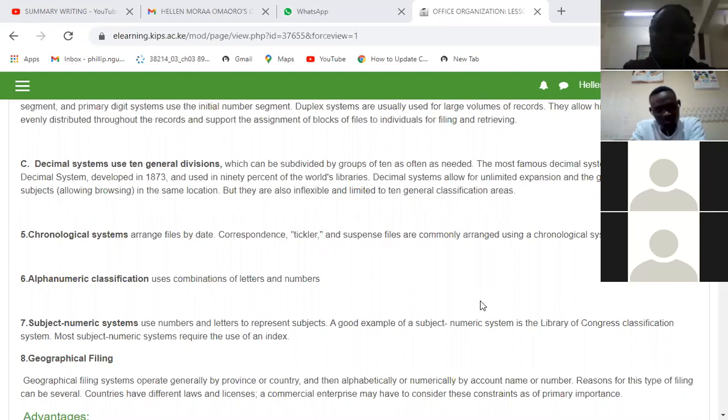For example, if it is office, administration, and management, do you write the full name in your access book? No. We always try as much as possible to shorten. So when you shorten, you are using? Subject numeric. So do you give them numbers? Some people do not really give numbers.